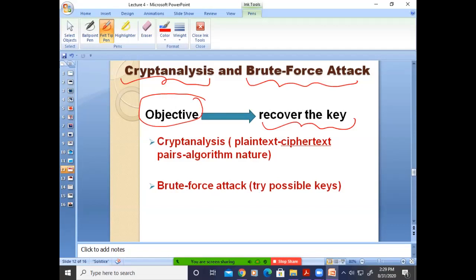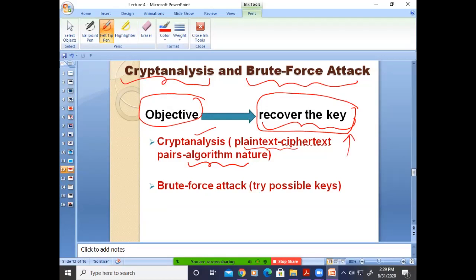Once I know the key, then using the same algorithm, from the knowledge of what algorithm is used, we can decrypt the data. So the main objective of these two attacks is to recover the key. In cryptanalysis, if we know the nature of the algorithm, and also we have plain text to ciphertext pairs, then from these patterns we can recover the key.